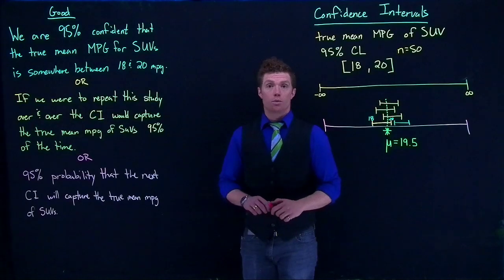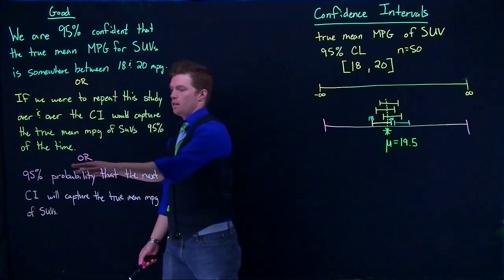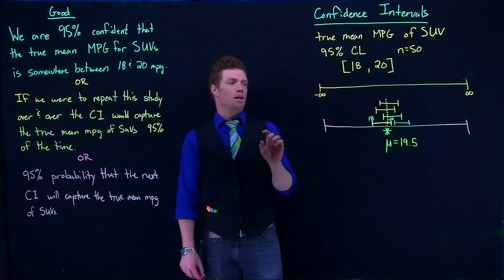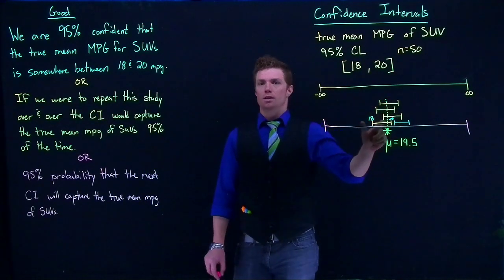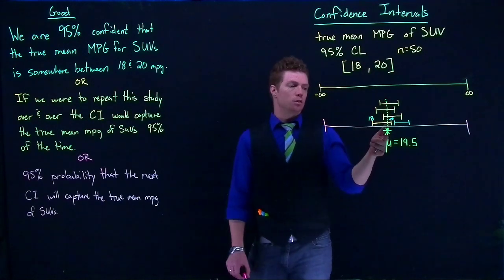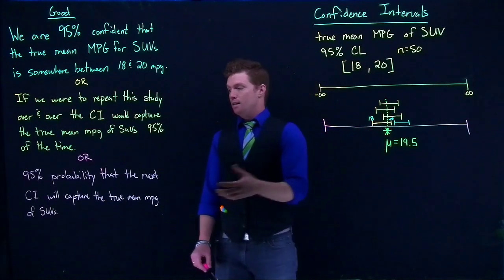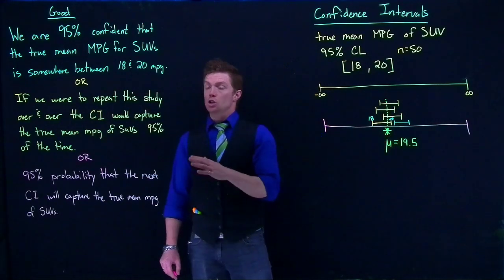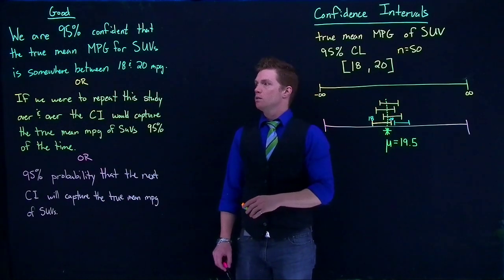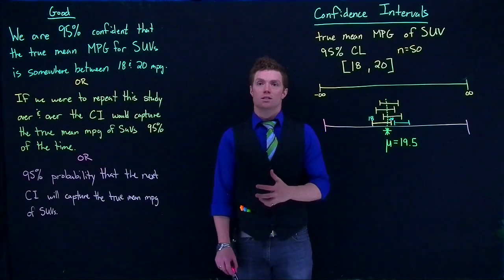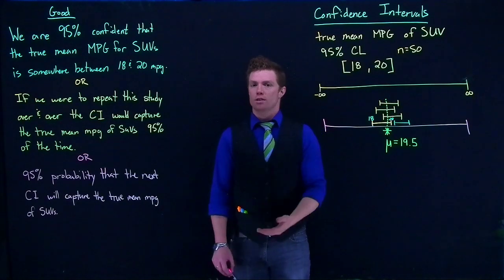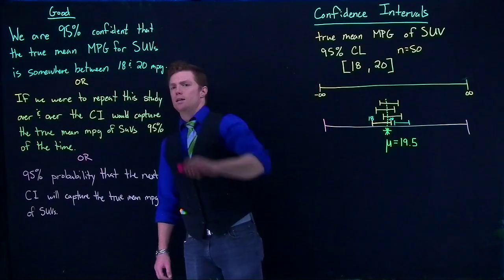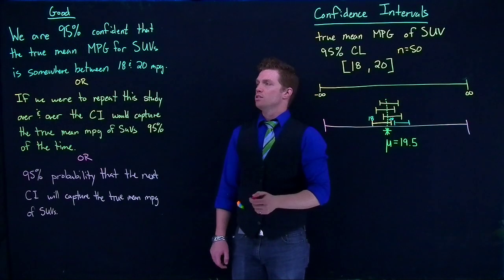Okay, there are three good ways to talk about this. Now here, we do say there's a 95% probability or 95% chance, but what are we talking about? We're talking about the confidence interval having some probability that it's going to capture the true population mean, not that the true population mean is moving. So these are three good ways to discuss our confidence intervals. Typically in our conclusions, we use this top method.